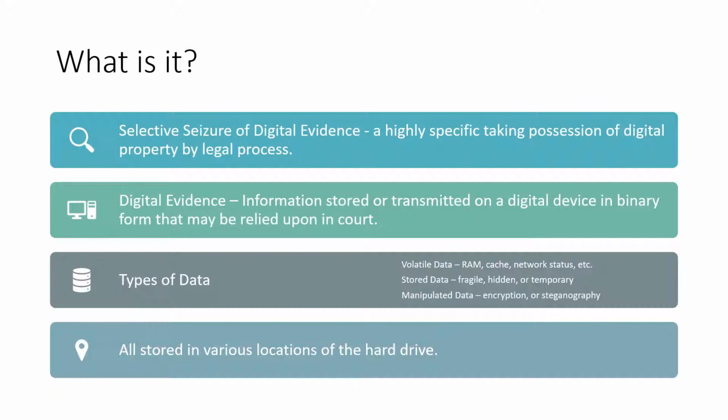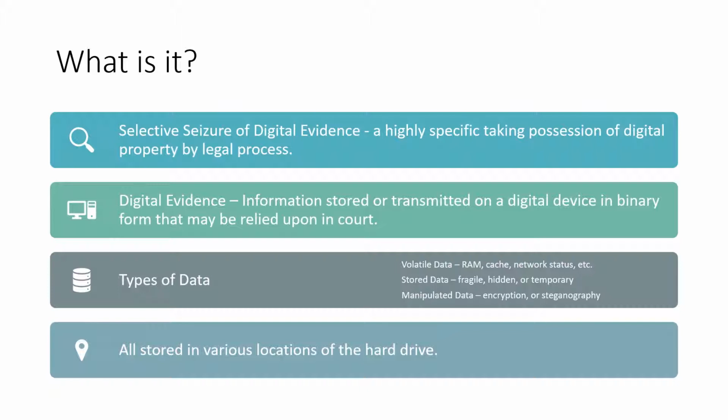Volatile data is the kind of data that resets or clears when a device is turned off or powered back on. So that would be your RAM, your cache, and your network status. Then you have stored data, which can be fragile, hidden, or temporary. These are things such as regular old files, your pictures that you have stored, anything that's just regularly stored on your directory. Then you have manipulated data, which can be encrypted or use steganography to make it harder to access, such as an embedded file inside of a JPEG could be manipulated data.